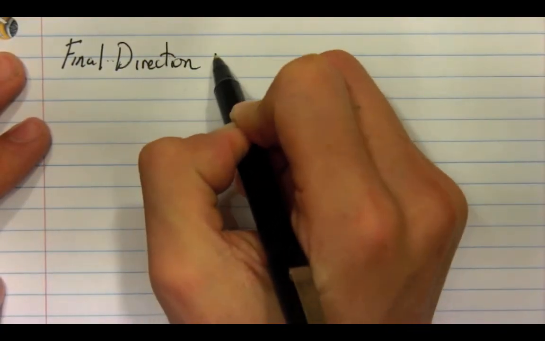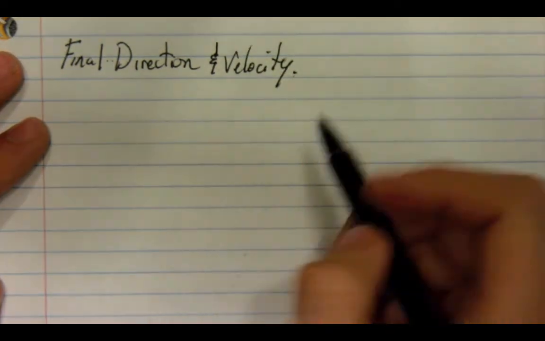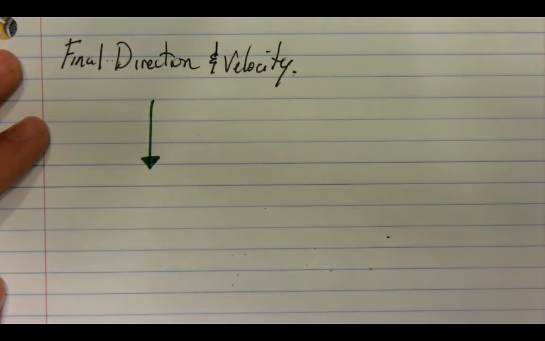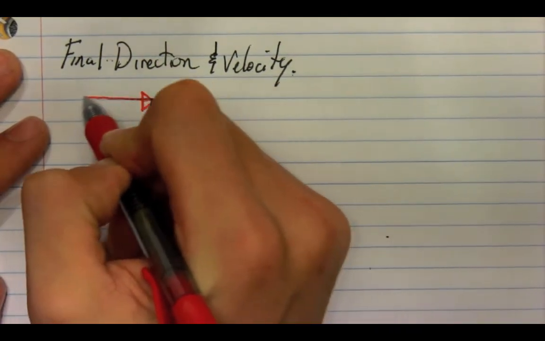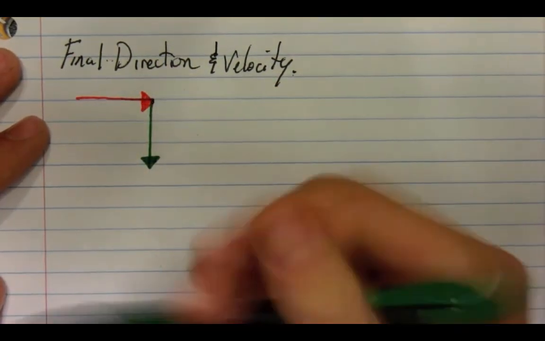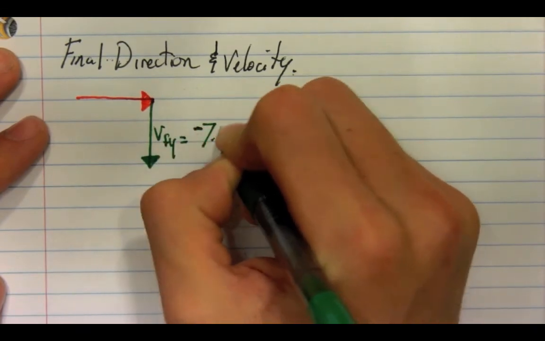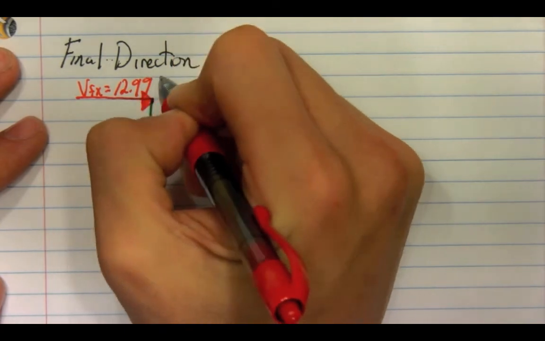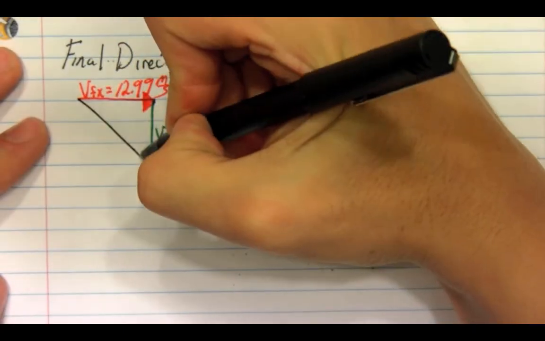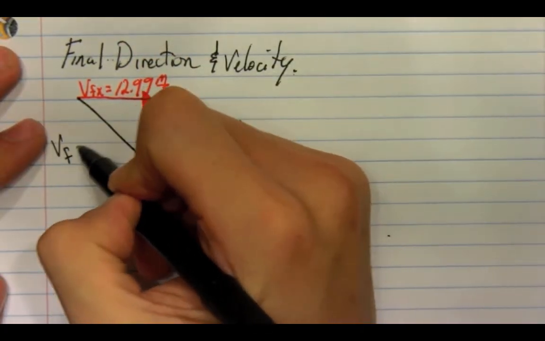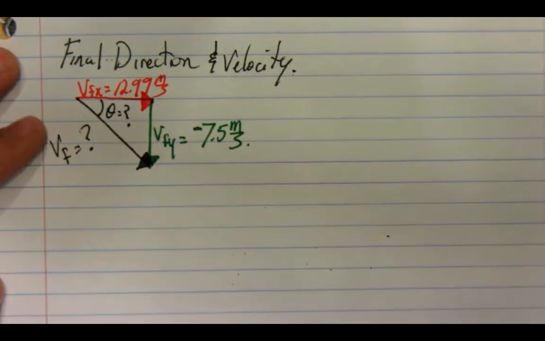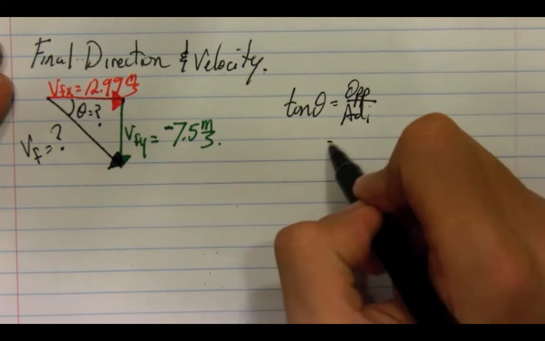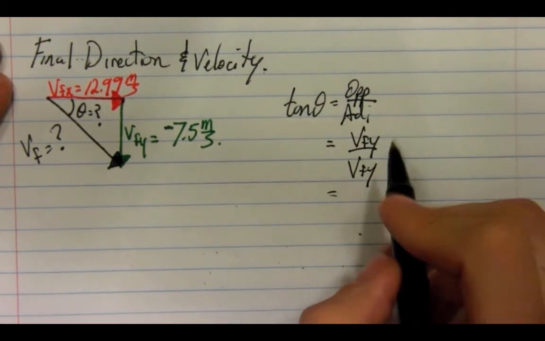Final direction and velocity. In order to determine the two, what you have to use are the values that you just recently found, your v final y and your v final x. Now the wonderful thing about this is that it creates a beautiful right triangle, and with right triangles you should always create or use the Pythagorean theorem. To find the direction, you have the opposite side and the adjacent side.